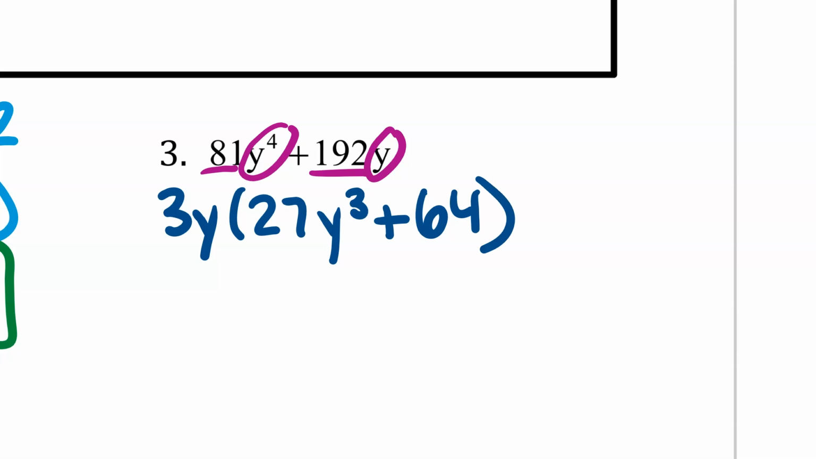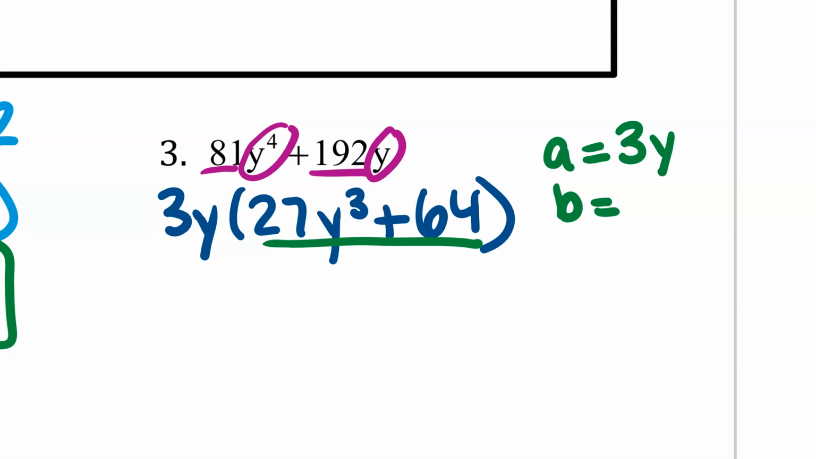Now the 3y is just going to stay along for the ride. We're going to look for sum of cubes, difference of cubes in here. And I do have that. A equals, B equals, okay. Cube root of 27y cubed is 3y. Cube root of 64 is 4.